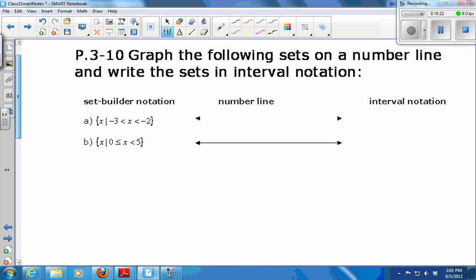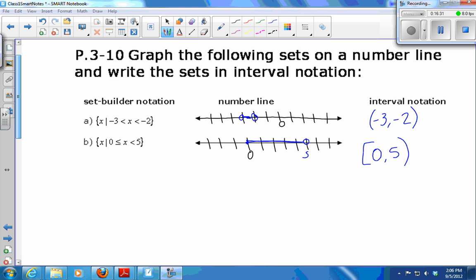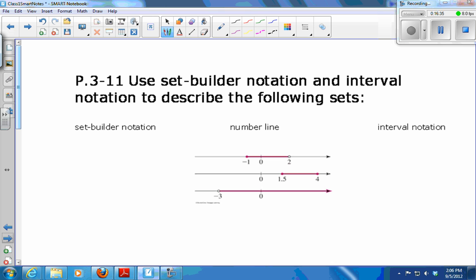Okay, so I want to graph these number lines and write the set in interval notation. I want you to try it in your groups. All right, so that's good. It seems like people are pretty comfortable so far. So moving on to the next one. This time I'm giving you the number line. I want you to write the interval notation and write the set builder notation. Take a minute or two to do that in your groups.